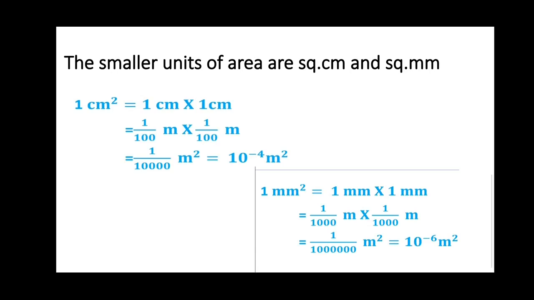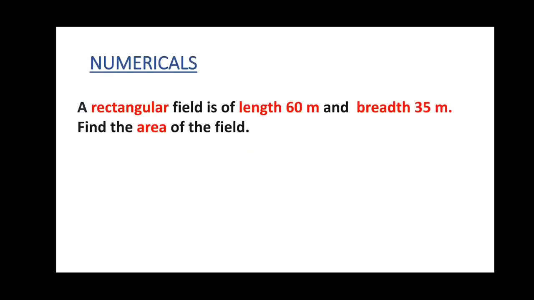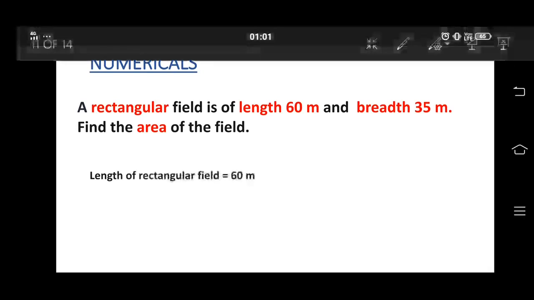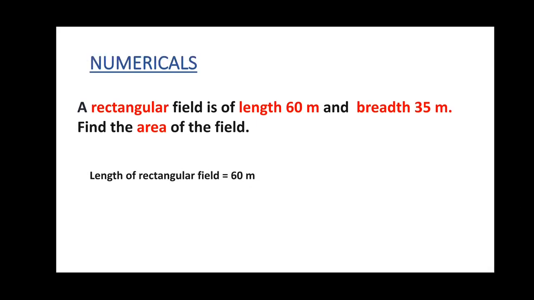Now let us solve a problem based on area. The question is given as: a rectangular field is of length 60 meter and breadth 35 meter. Find the area of the field. From the question, we get the data: length of the rectangular field is equal to 60 meter, breadth of the rectangular field is equal to 35 meter.